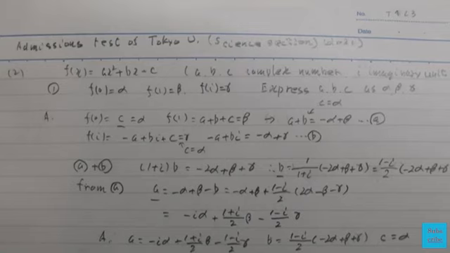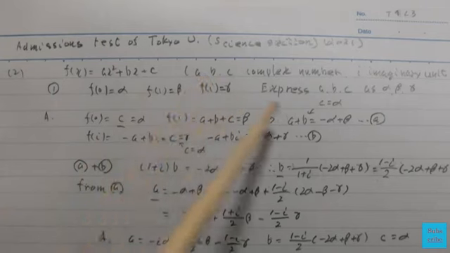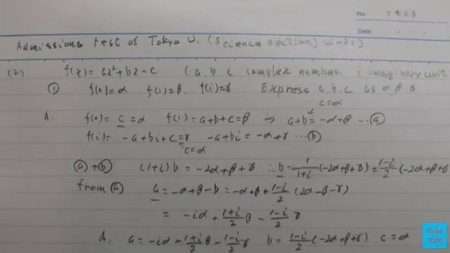Answer. f(0) equals c equals alpha, and f(1) equals a plus b plus c equals beta. Then a plus b plus alpha equals beta, so a plus b equals minus alpha plus beta.